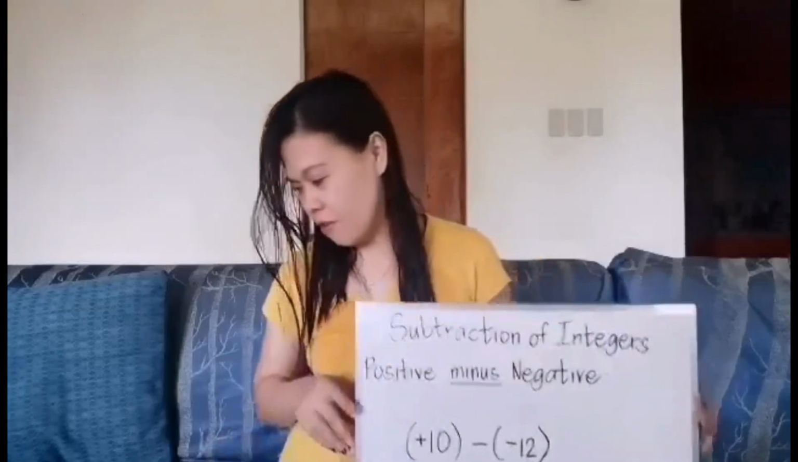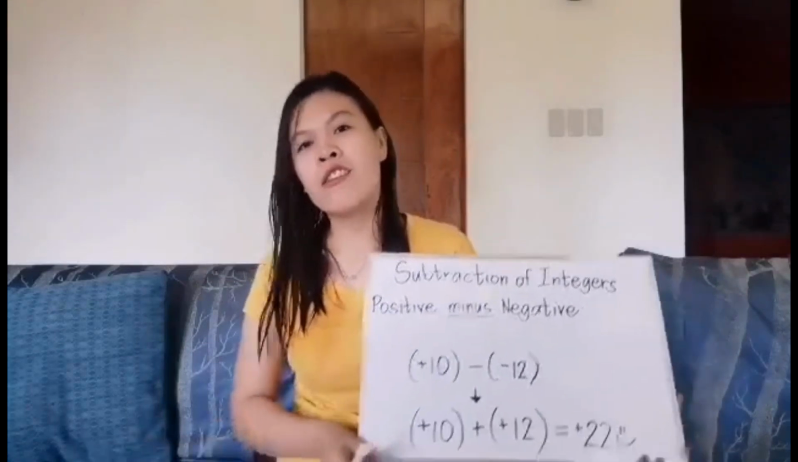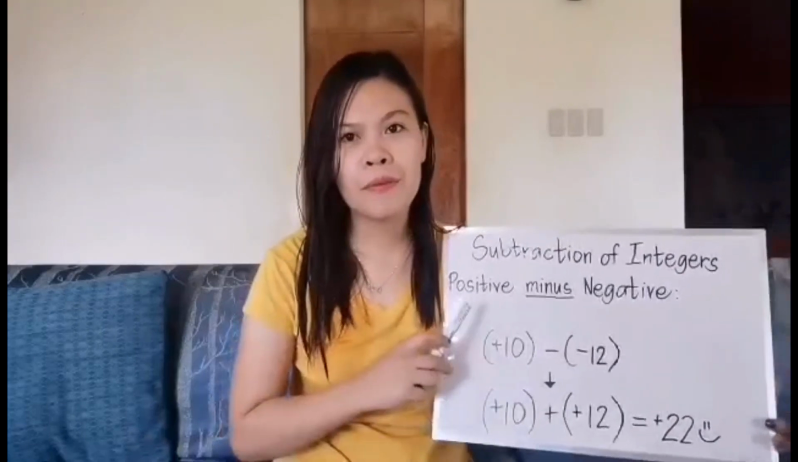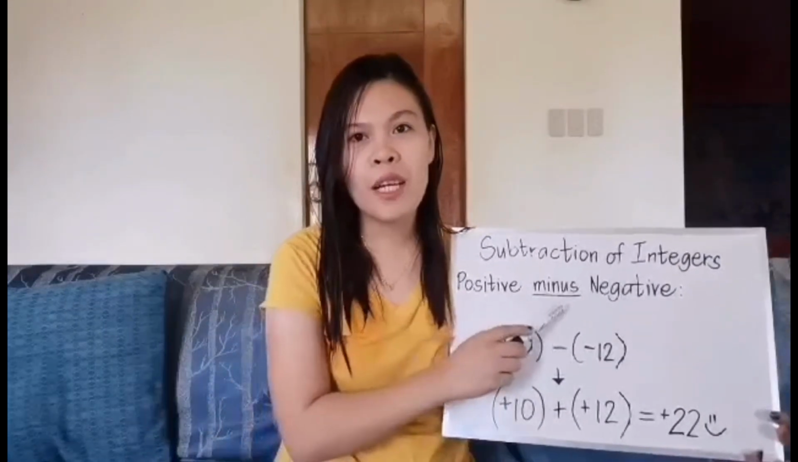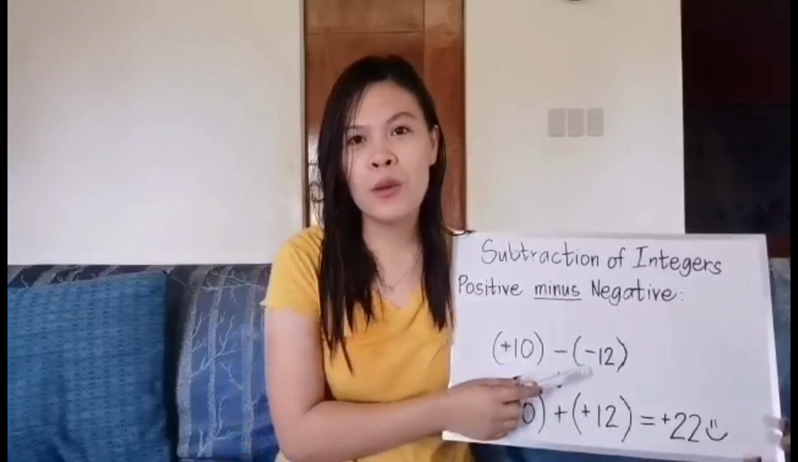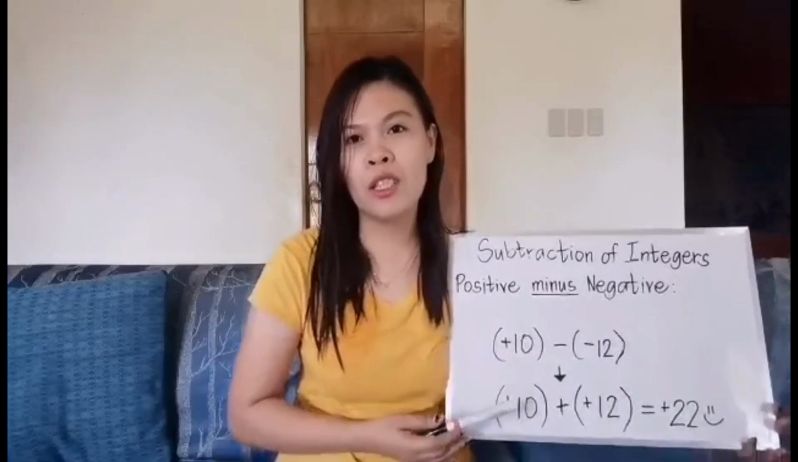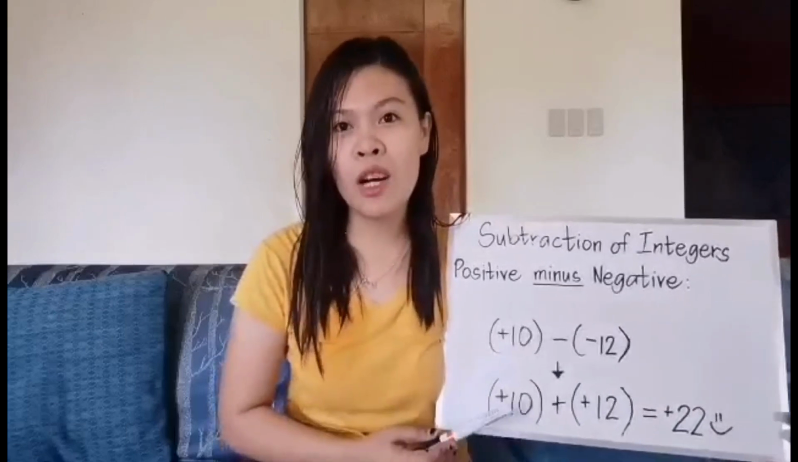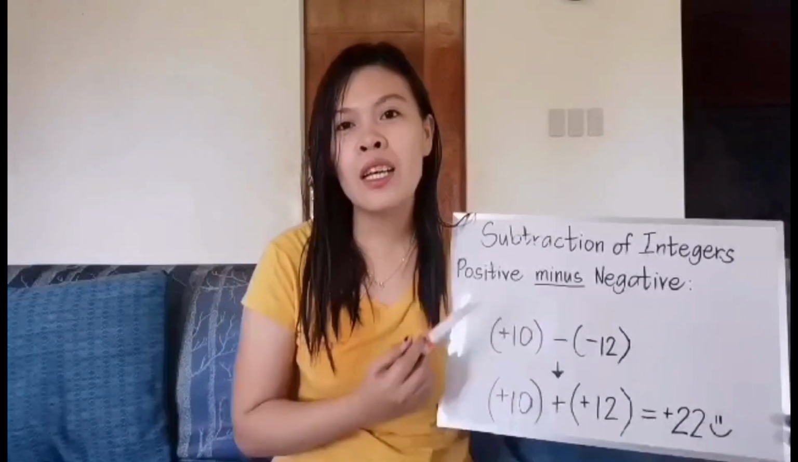Okay, now, we are done with subtracting both negative. Let's have subtracting positive and negative, or positive minus negative. Same numbers again, 10 and 12. I repeat them so we can really see the difference.